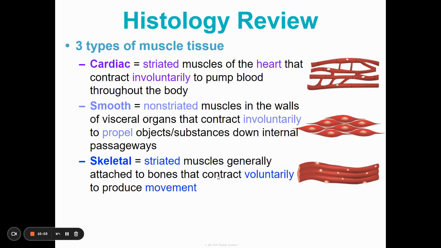These are generally attached to bones. There are some exceptions in your face. Your face is kind of weird. But they are the only muscles that you can contract voluntarily to produce movement.